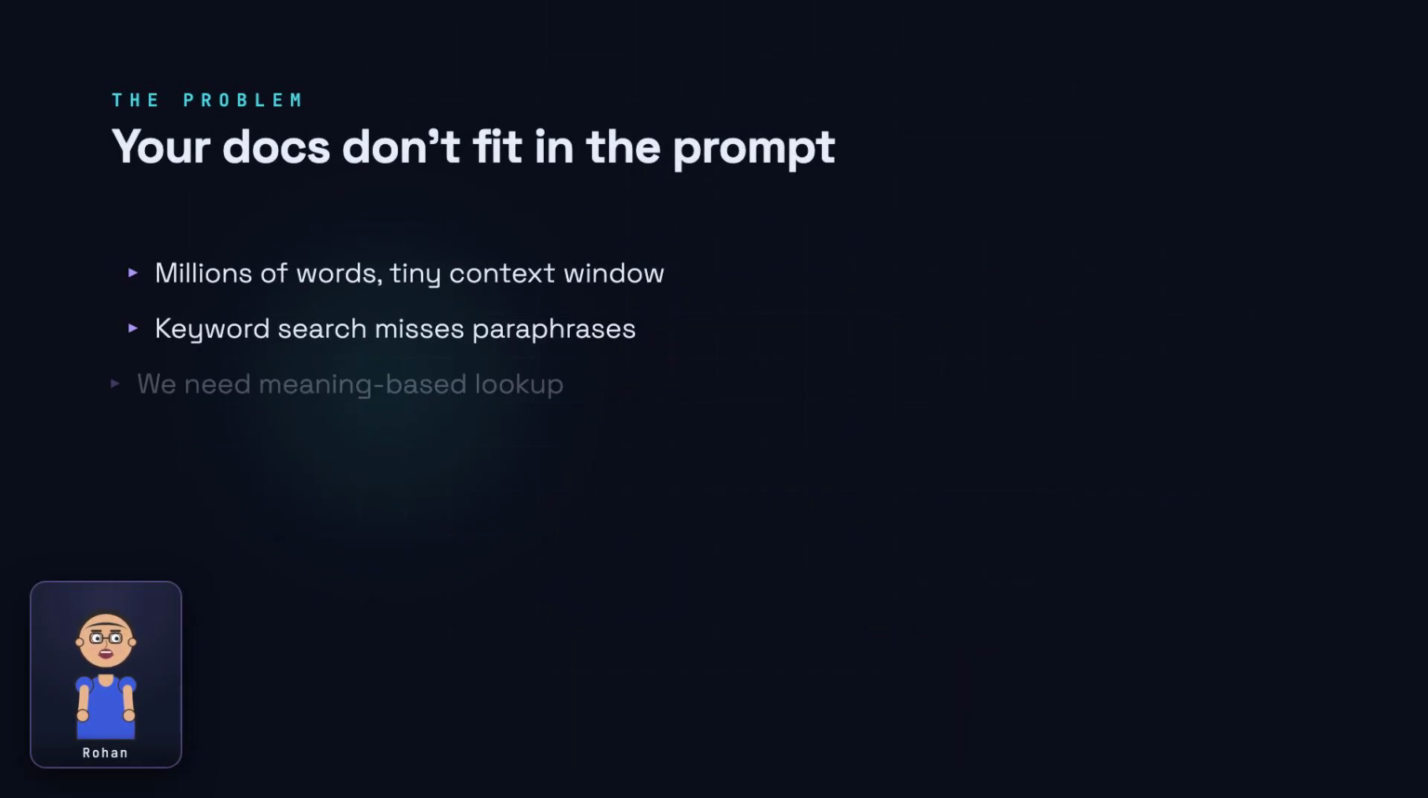Here's the situation. You have a mountain of documentation, but the model's context window only holds a few pages. You can't paste everything. And plain keyword search fails the moment a user asks in different words. We need a way to find text by meaning, not by exact spelling.